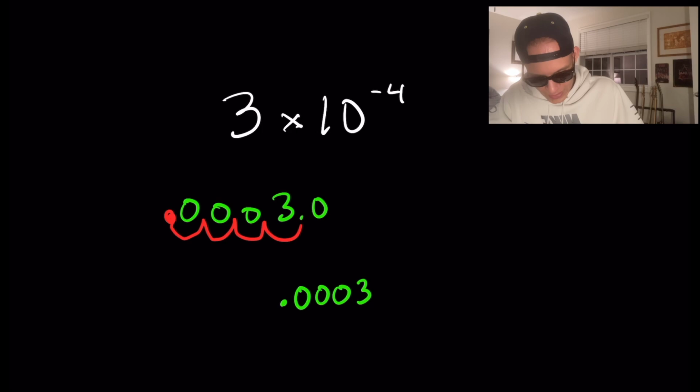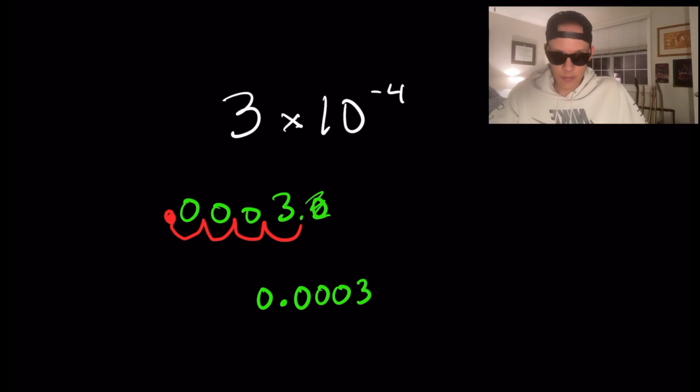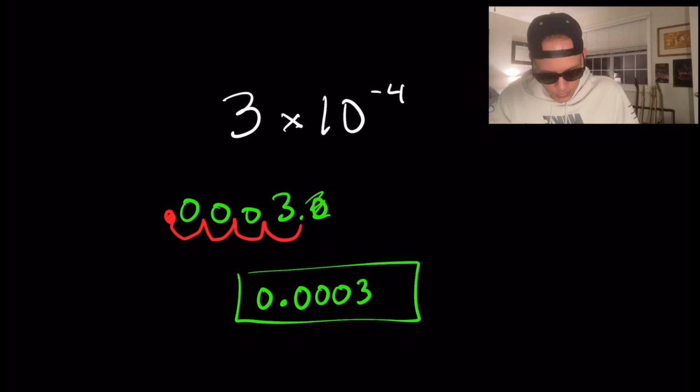0.0003. I can ignore that 0. I don't need to write that. I can if I want, but it's not necessary. And it's usually good practice to have a leading 0 to the left of the decimal if you don't have a whole number there already. So when we have negative exponents in the 10 for scientific notation, you move the decimal place to the left.